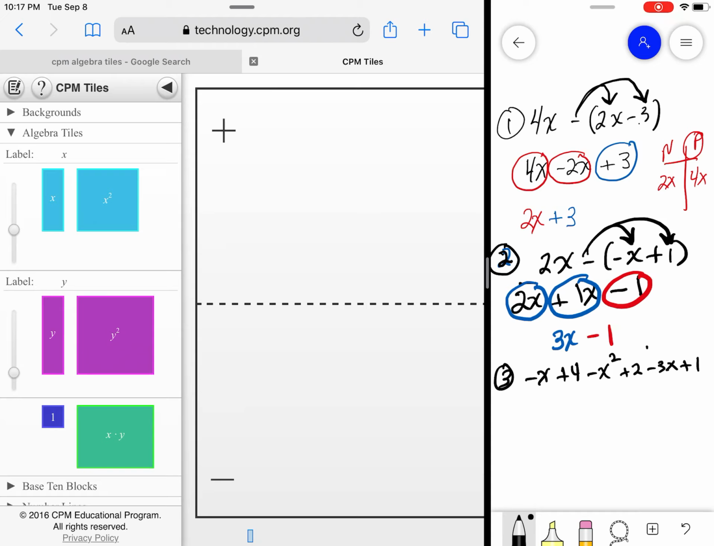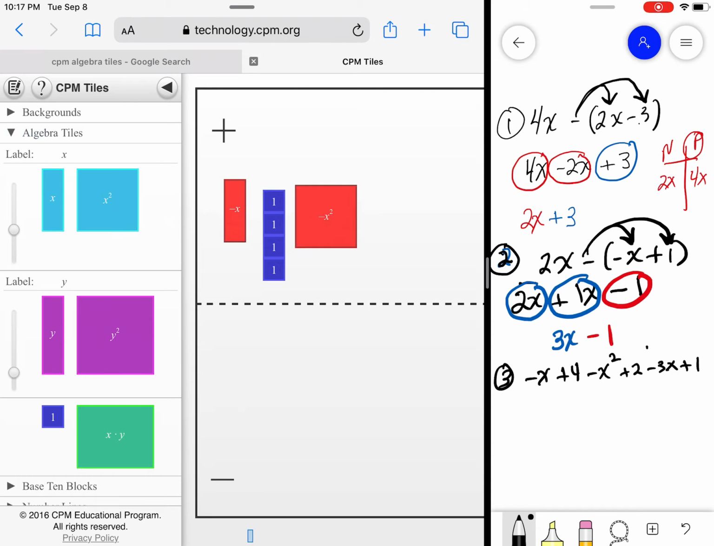Let's go ahead and build this. So negative x, we can put that right into the positive zone. Positive 4, 1, 2, 3, 4. In fact, let's skim the whole thing. Do you see anything that needs to go into the negative zone at all? Any parentheses with a negative out in front? Nope. So build it all in the positive zone.